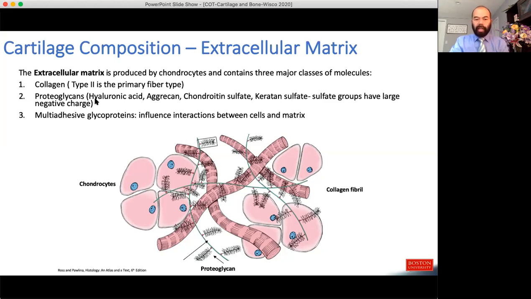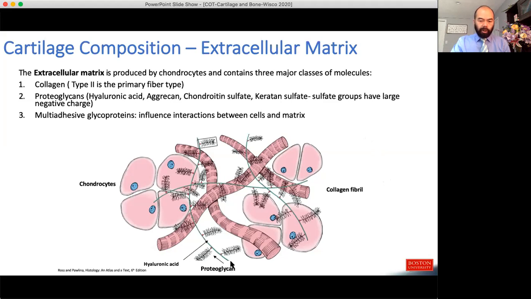Well, they're proteoglycans, and proteoglycans consist of hyaluronic acid, aggrecans, chondroitin sulfate, keratan sulfate, sulfate groups, basically things that have large negative charge. Again, that's why our matrix stains purple, because it's a negative charge substance, and water has a dipole charge. It has a net positive charge towards the hydrogens and a negative charge towards the oxygen. So water is really drawn to proteoglycans. And then we have other glycoproteins between the cells and the matrix.